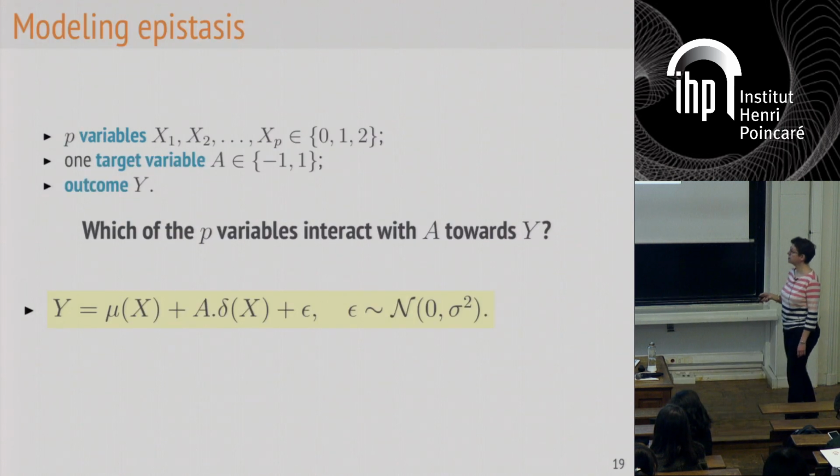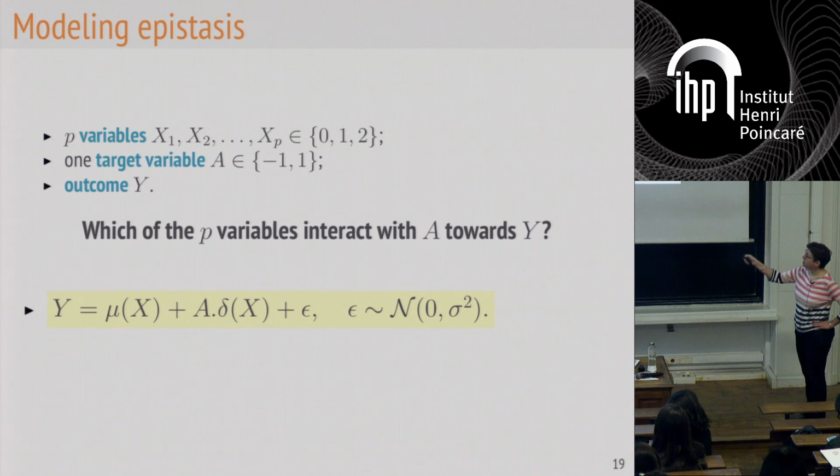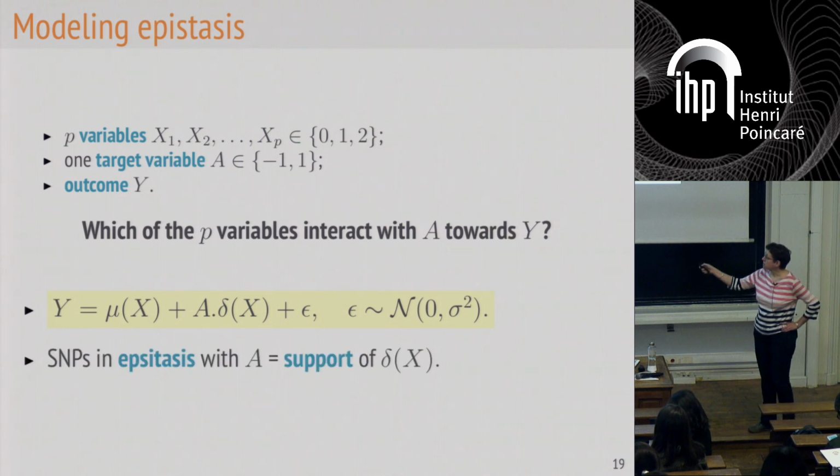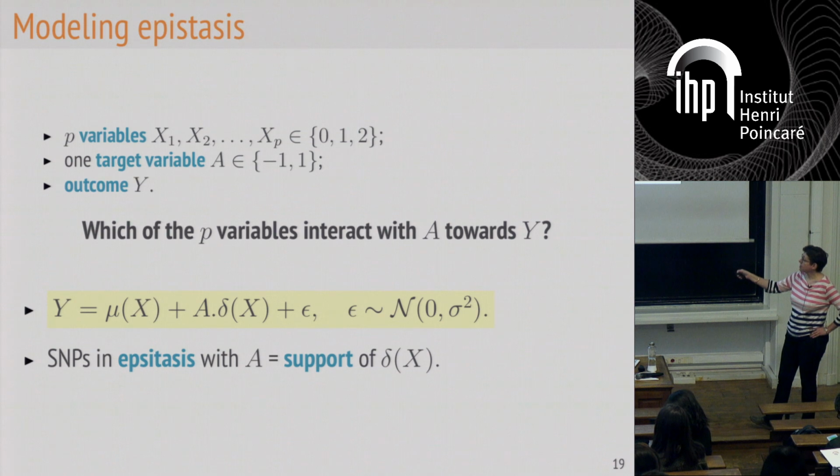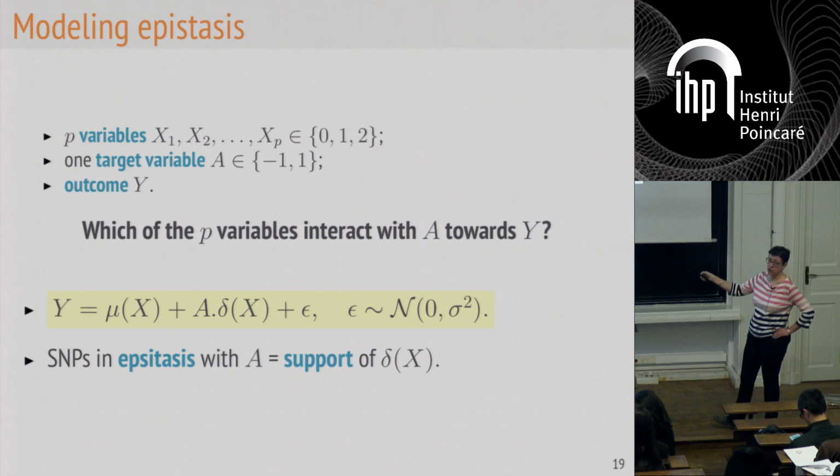And what we saw is you can model this outcome as a main effect coming from those P variables plus a cross product between the target variable and those P variables and some noise. And then if you can model this function delta in a sparse way, which I've talked about with the lasso already, then the SNPs you're looking for, the ones that have a joint effect with A, are the ones that are included in that function delta.